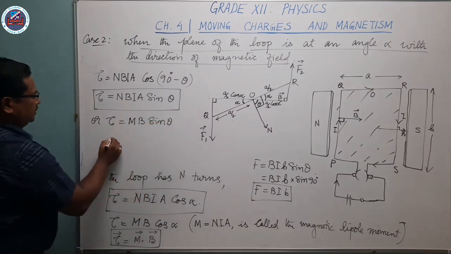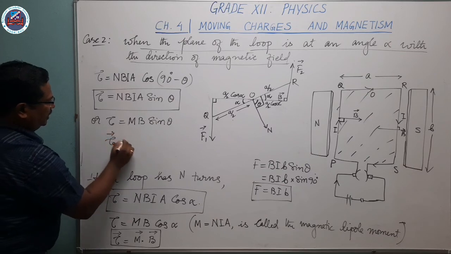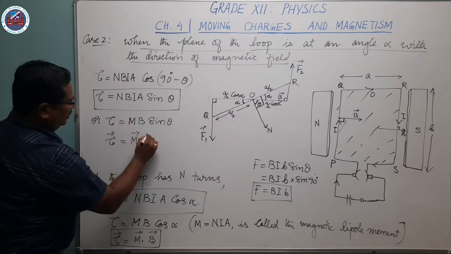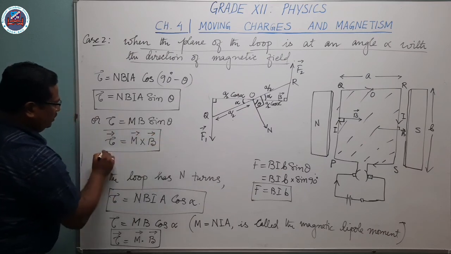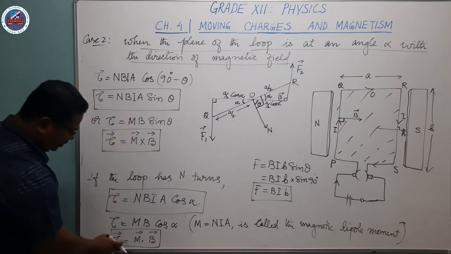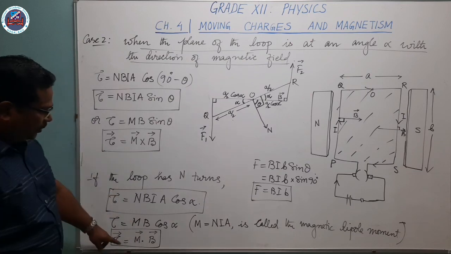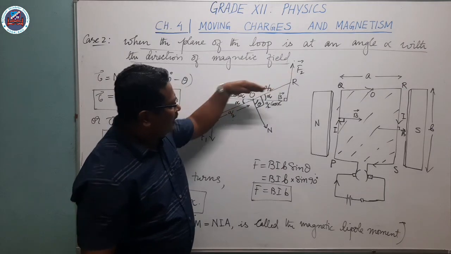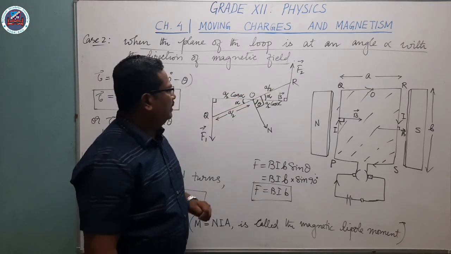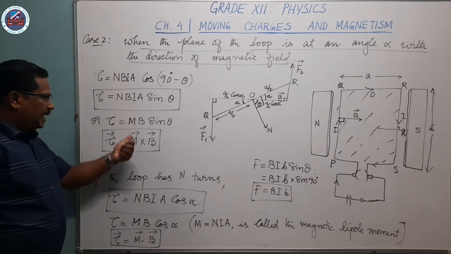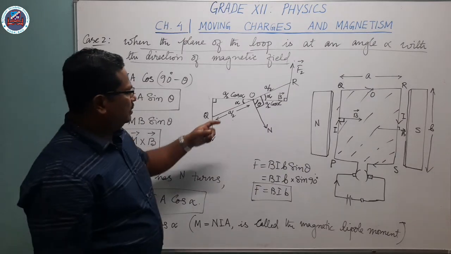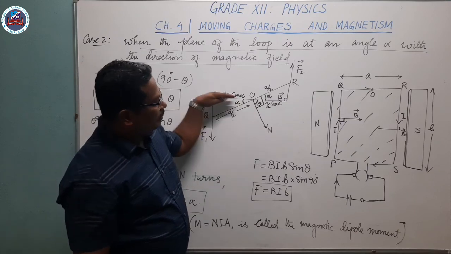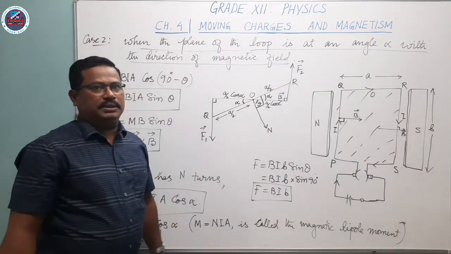In vector form, you can write it as M cross B. You can see here very clearly, you can use even the cross product, you can use even the dot product. But we use the dot product if the angle is between the plane of the coil and the direction of the magnetic field. Sine, or the cross product, we use when the angle is between the normal and the magnetic field. So both possibilities are there.